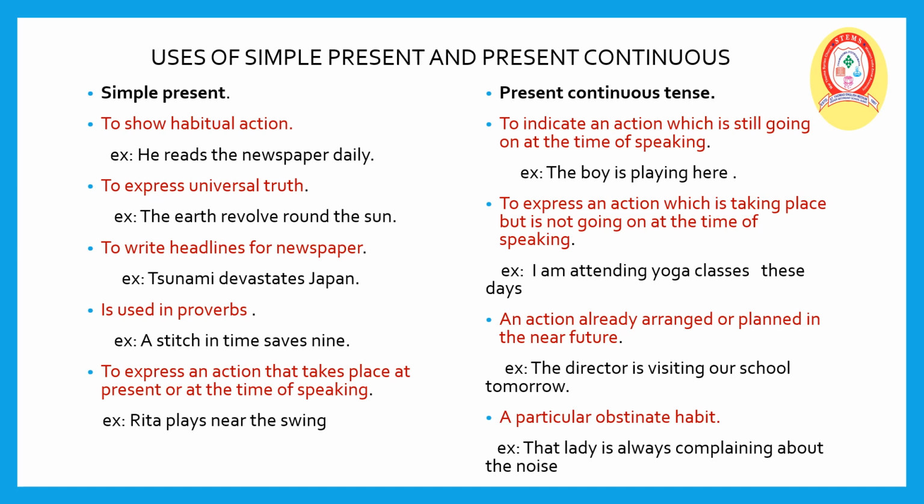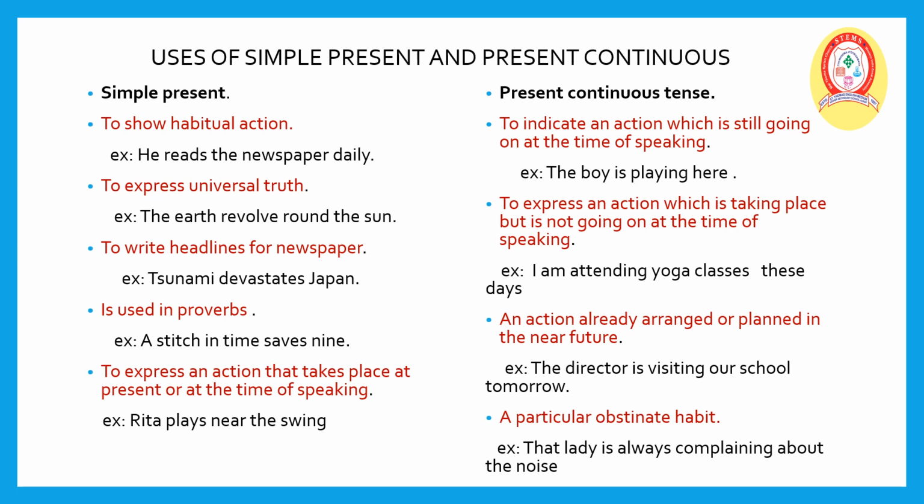Now coming to present continuous tense. When do we use present continuous tense? To indicate an action which is still going on at the time of speaking. When at the time of speaking that action is going on, that is the time when you use present continuous tense. The boy is playing here. The boy is playing here means he is playing here at the time of speaking. When I'm speaking, that action is going on.